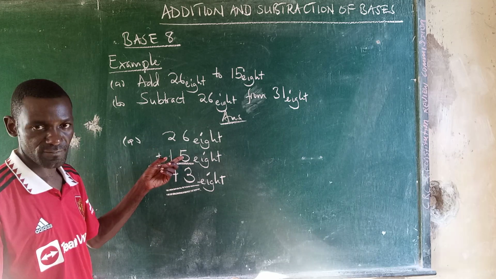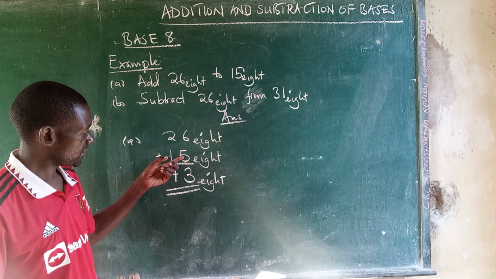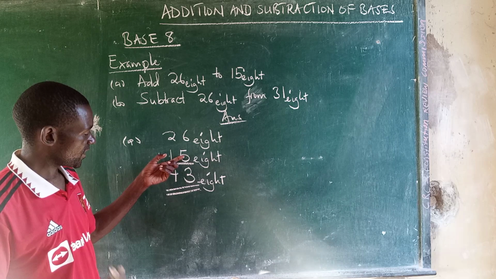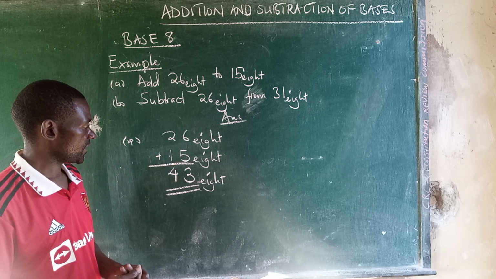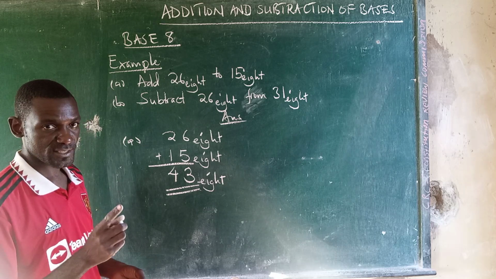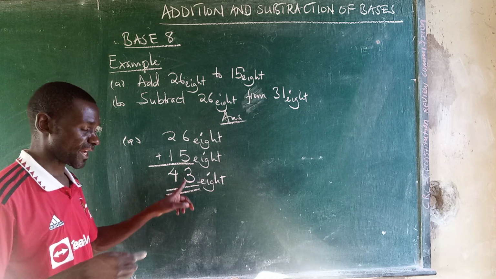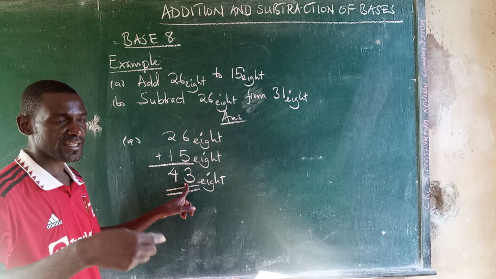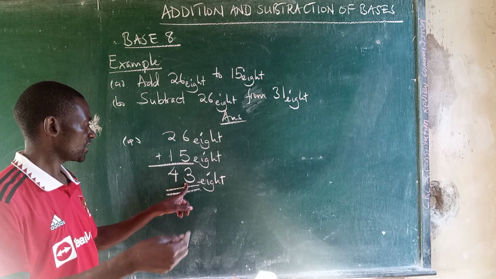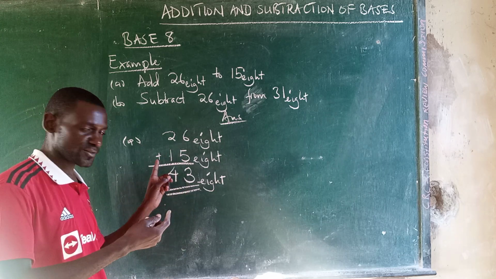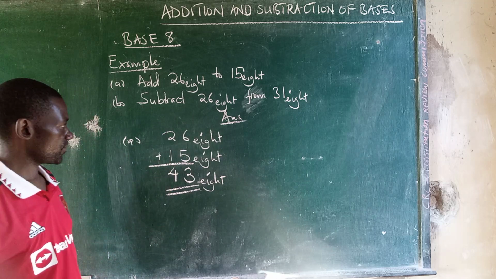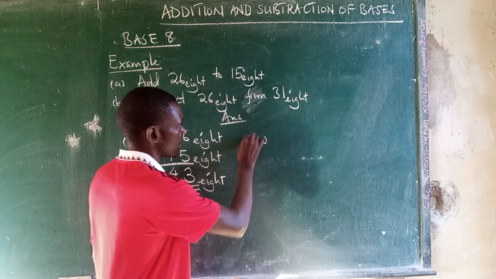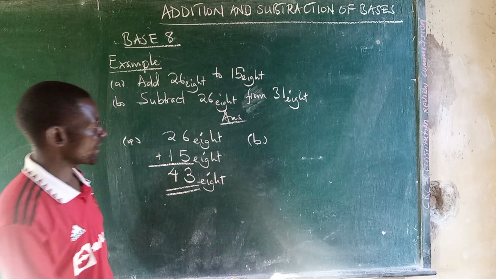6 plus that, 11. Then in 11, we'll say 8 into 11. It goes in once. Then the remainder is 3. We write the remainder. That number of times it goes in, we carry it to the next, and that's how we got 43.